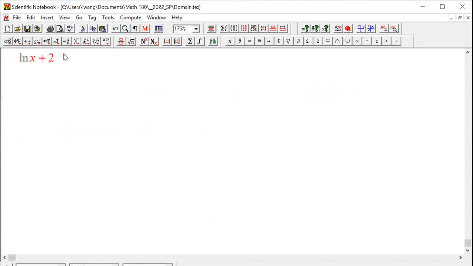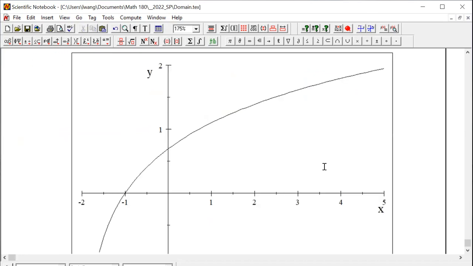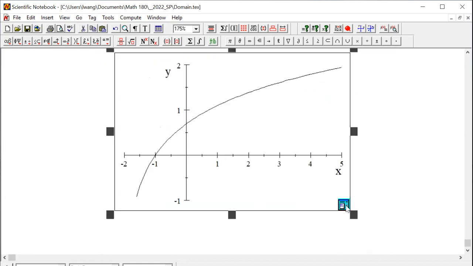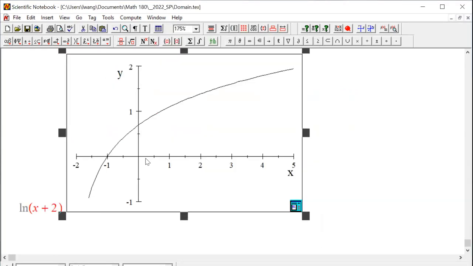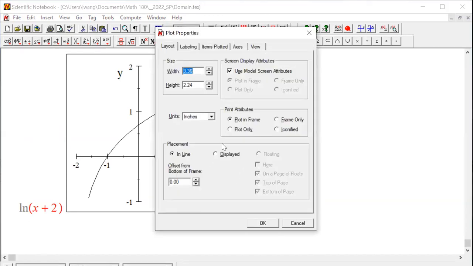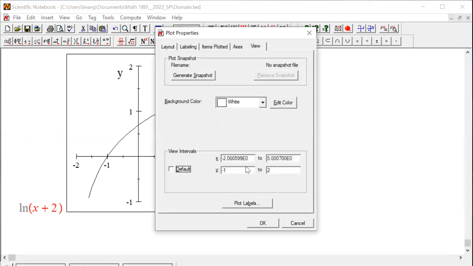Okay, how about with the parentheses? You're going to see a completely different picture. They don't even have the same domain. They don't have the same domain. So we're going to discuss this. I'm going to use this opportunity to discuss this. Okay, so the domains are different.